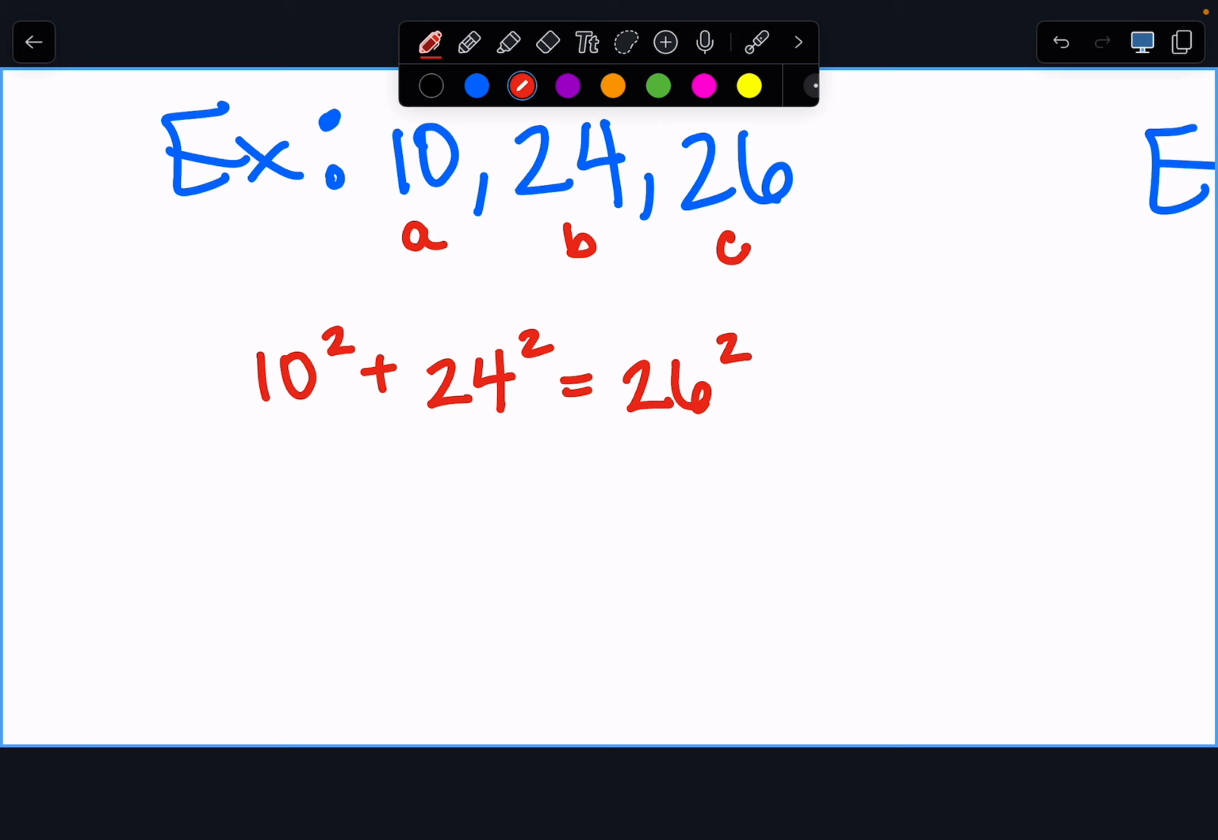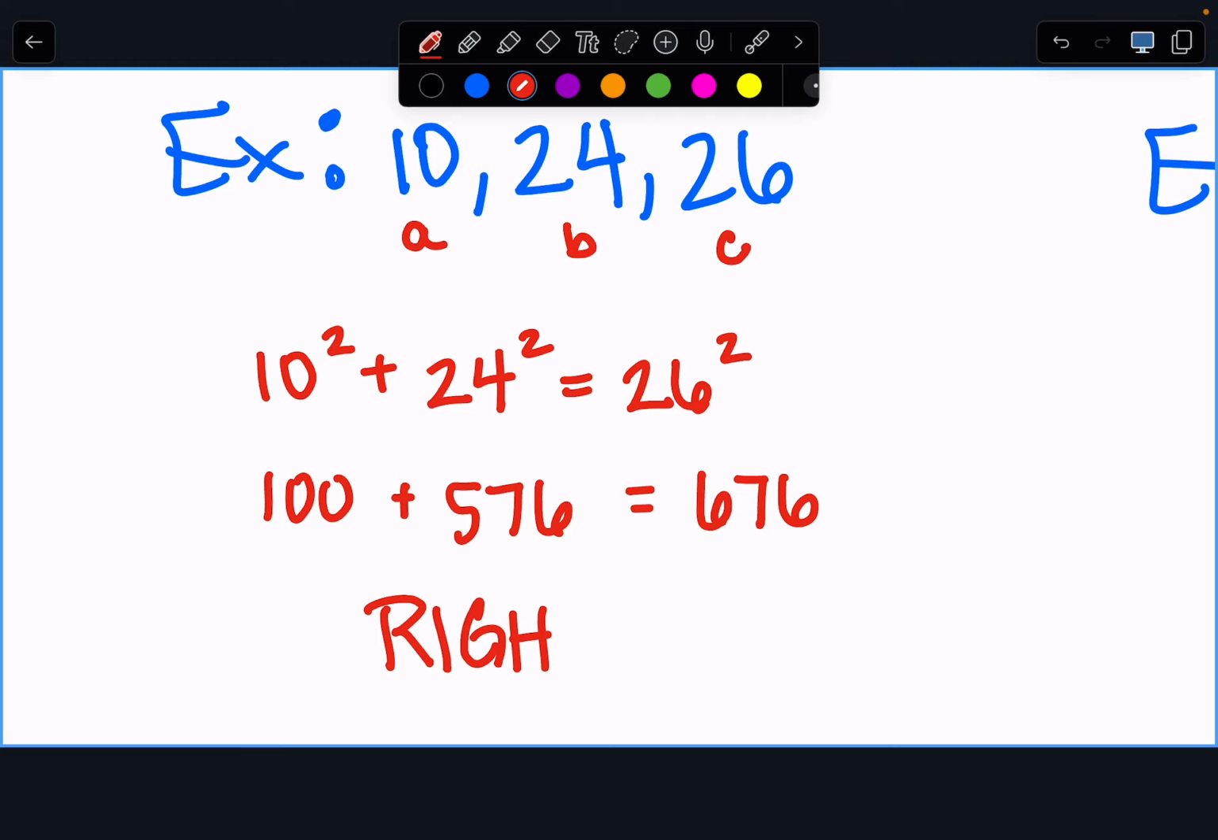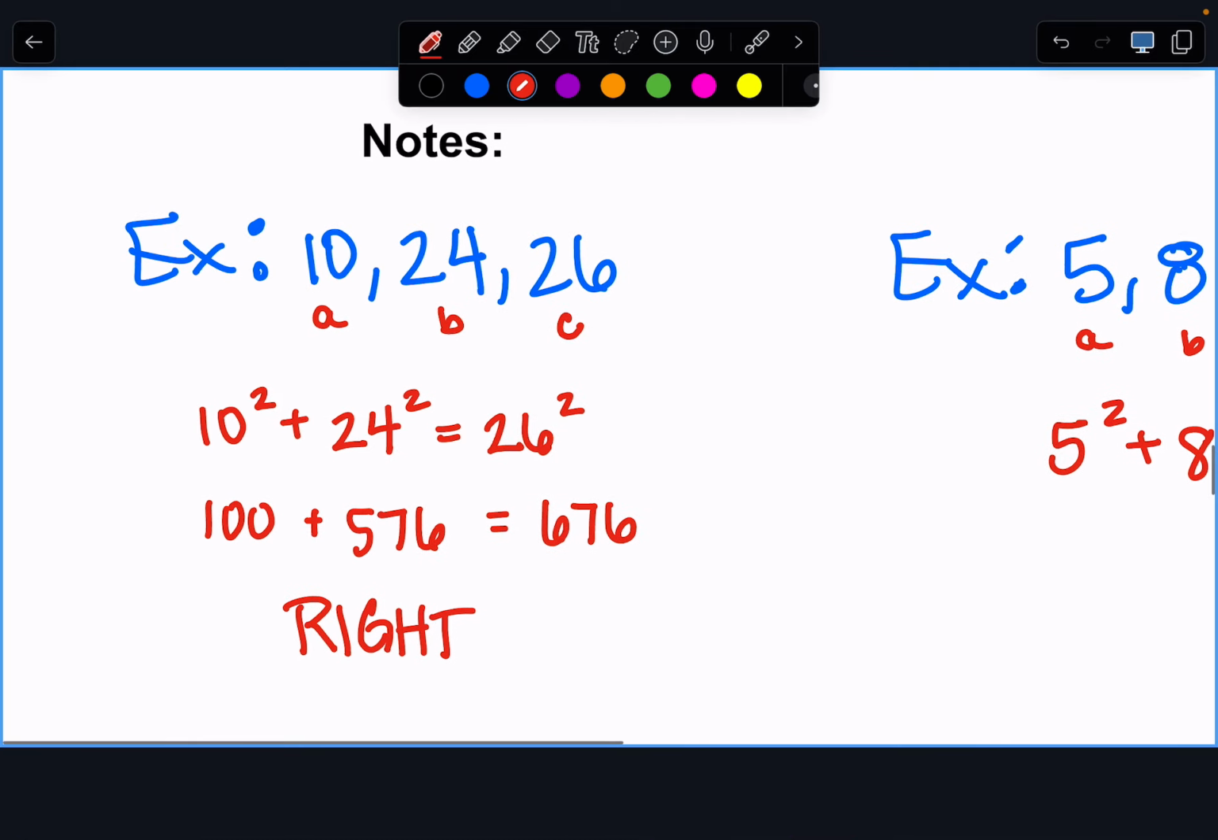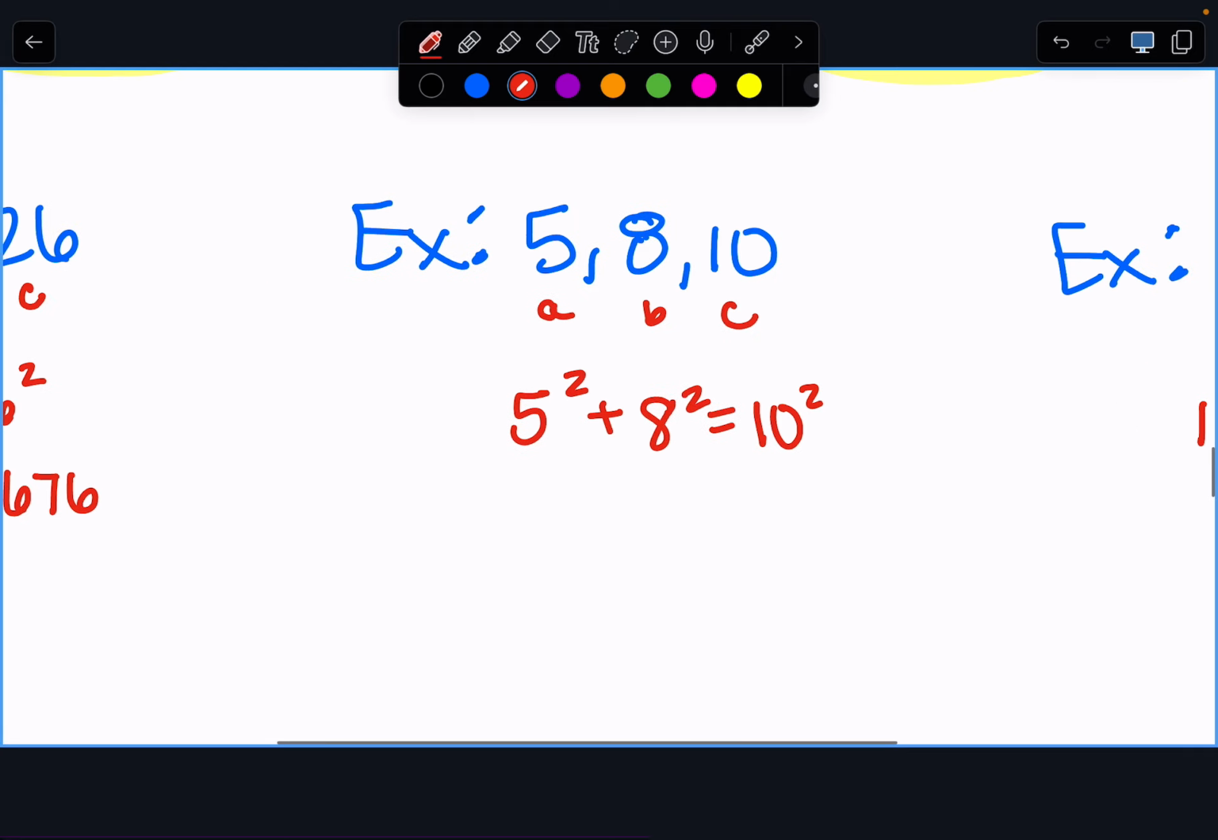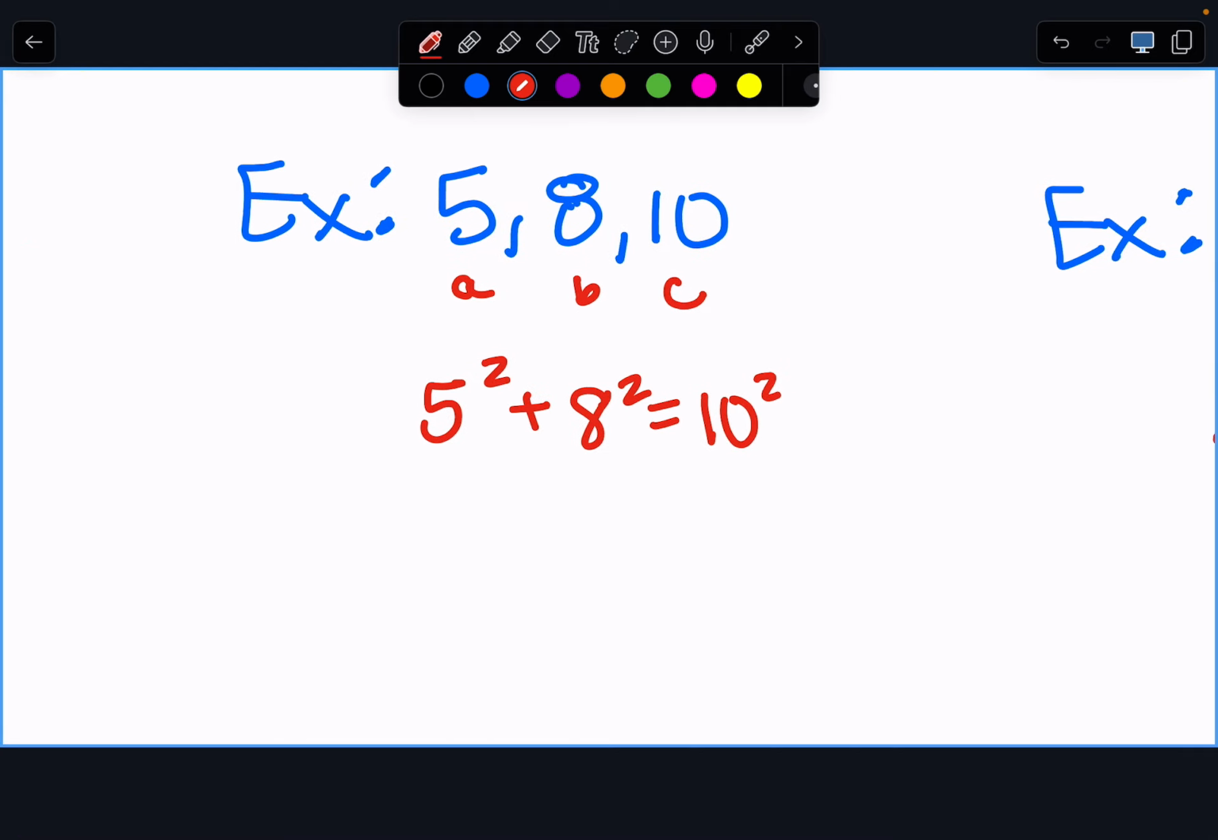Aaron Letty, is this first one a right triangle? Yeah. If we take 100 plus, what's 24 squared? I didn't do it. Oh wait, 576. So is this 676? Yes. Okay, so it's a right triangle. Gotcha.